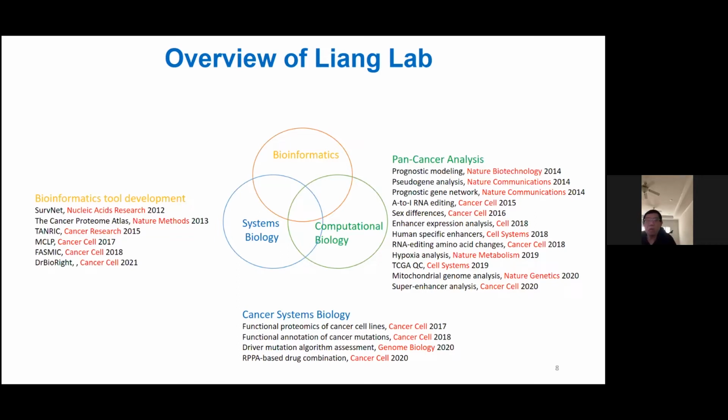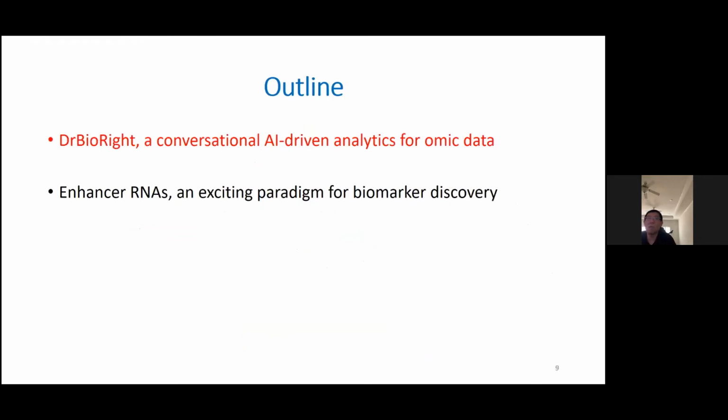But today, I will give you two topics. One is focused on bioinformatics tool development. I will introduce DrBioRight, a conversational AI-driven analytic tool for omics. The second topic is on the computational biology side. It is a pan-cancer analysis of enhancers, where we focus on enhancer RNA. I propose that this will be a very exciting paradigm for biomarker discovery.